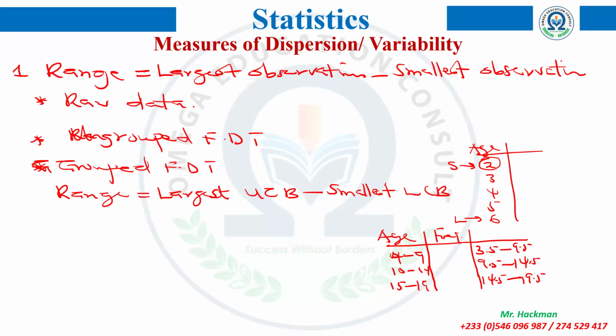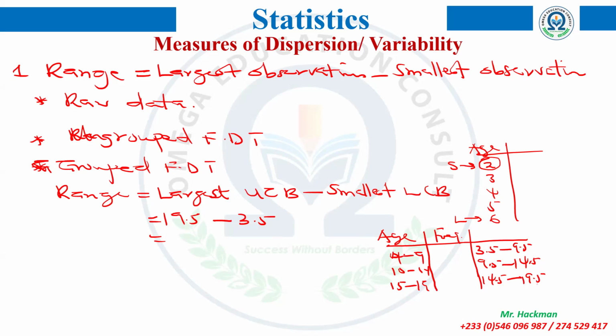So if you look at the lower class boundaries, which are these, the smallest is 3.5. So it will be something minus 3.5. The largest upper boundary is 19.5. So you subtract, and the value that you get becomes your answer. So it will be the last boundary here minus the first boundary, as simple as that.